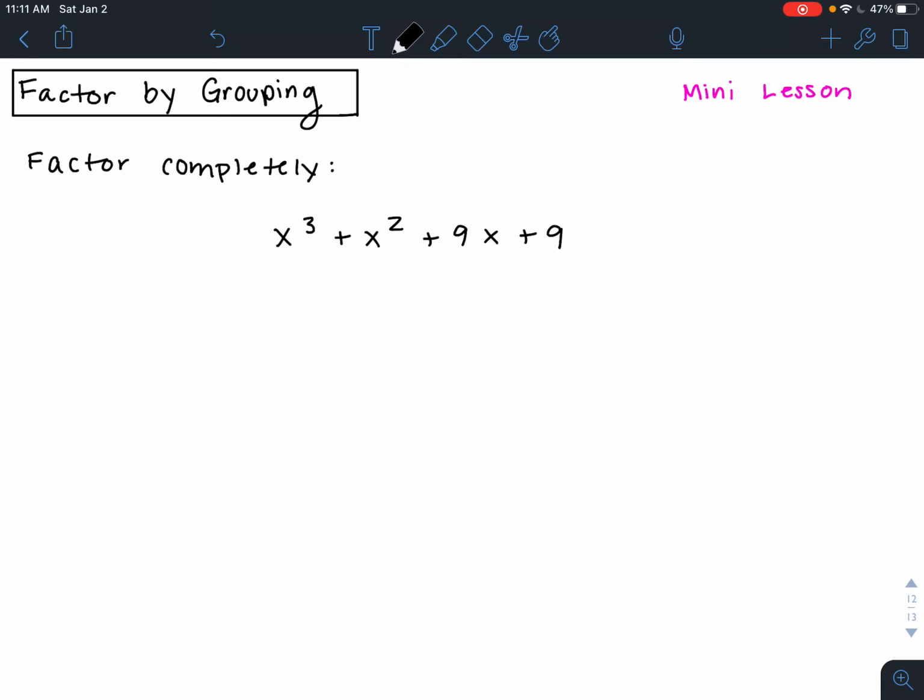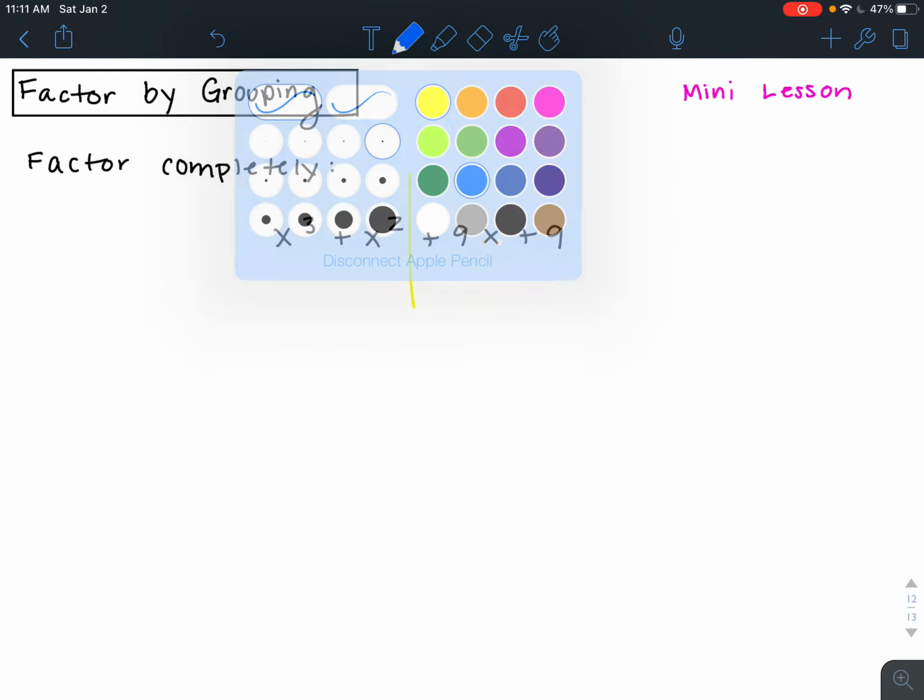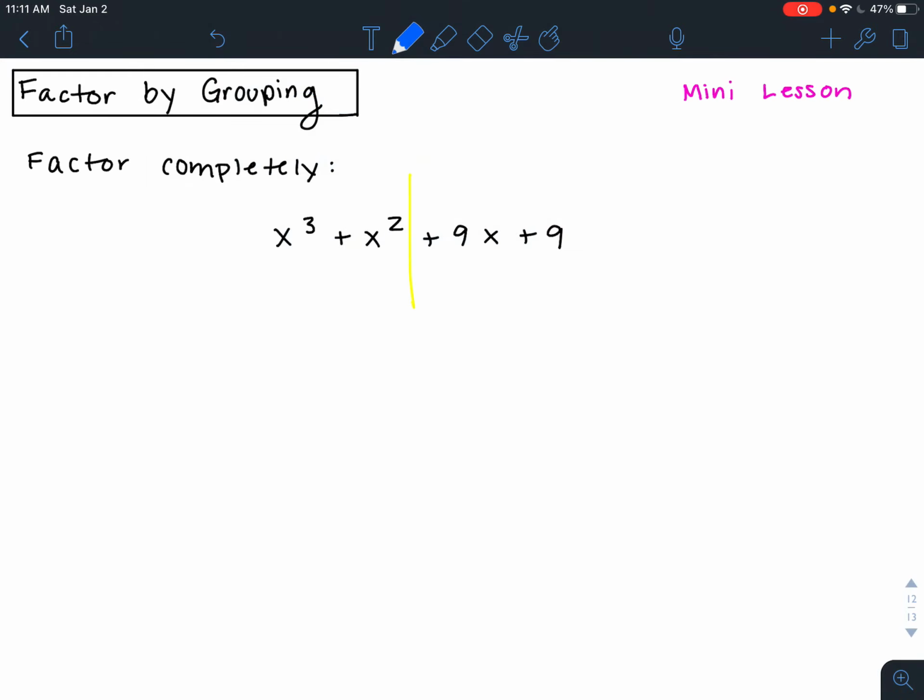Whenever you're doing factoring by grouping, what you want to do is create 2 groups. So what you're going to do first is cut your equation in half. Then you're going to look for a GCF on both sides. On my first side, on the left, I have x cubed and x squared. They both have x's in them, and specifically, I can take an x squared out of both of them.